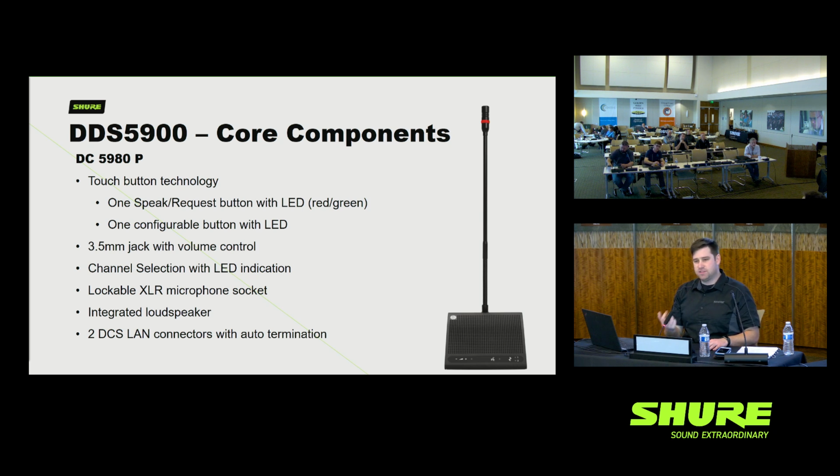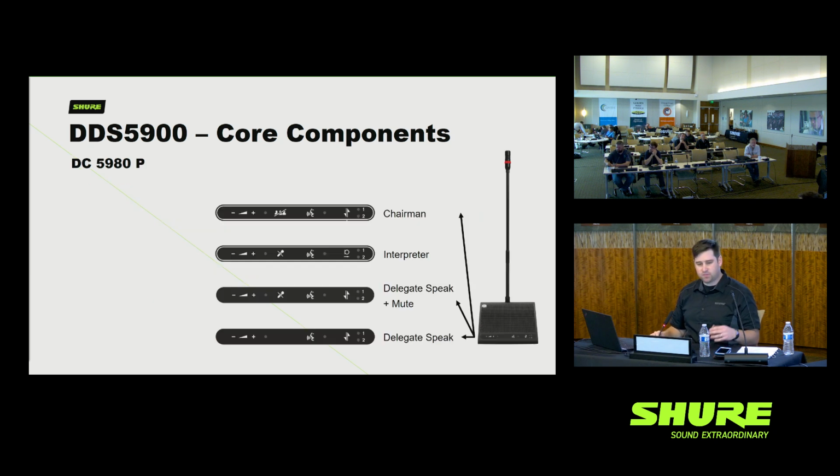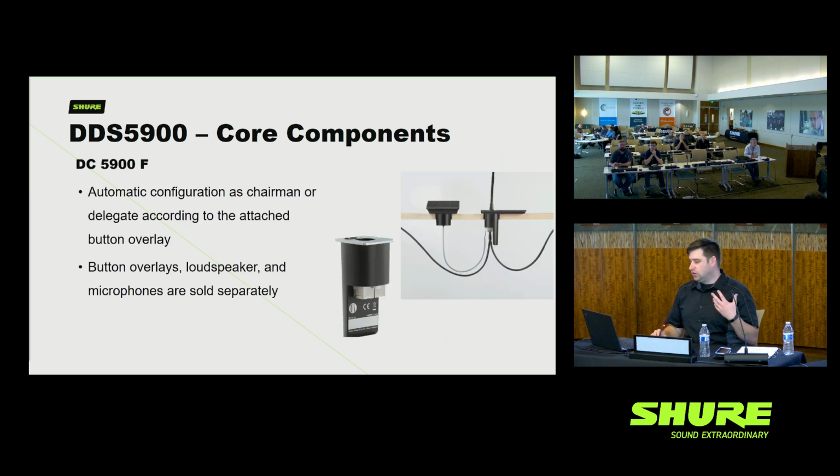And then on the bottom is 2 DCS LAN connections, so you can daisy chain your units in and out with auto termination, so there's no little termination that needs to happen at the end of the unit. Getting into the buttons, this is what I was saying, depending on the overlay that you snap over the front of this unit, it's going to dictate whether it's a chairman, an interpreter, a delegate with mute functionality, or just delegate speak. Looking at the flush mount, this is the other option we have.